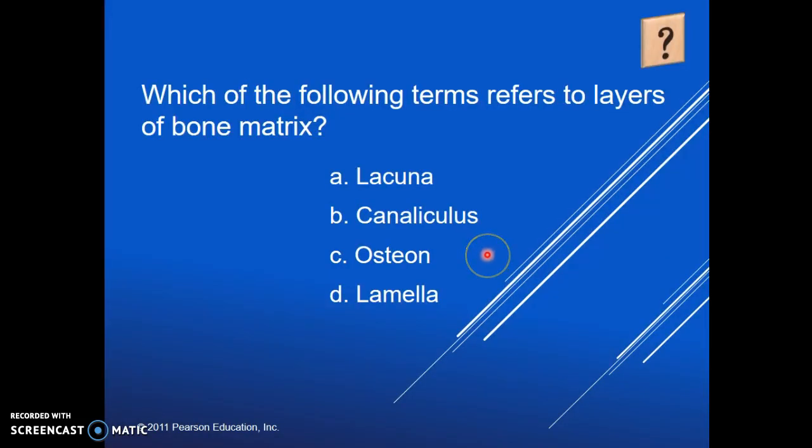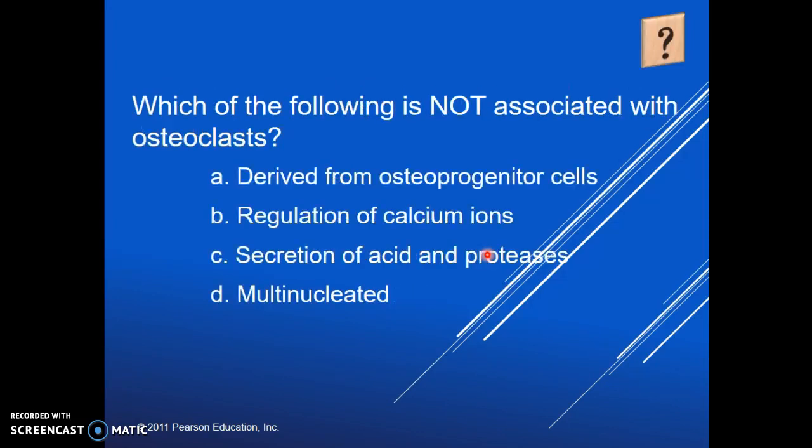Which of the following terms refers to layers of bone matrix? Lamella. Which of the following is not associated with osteoclasts?